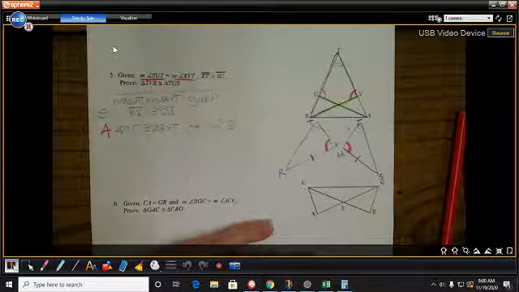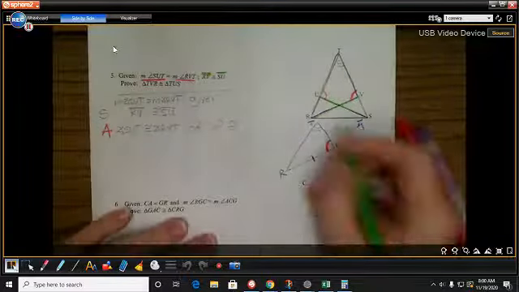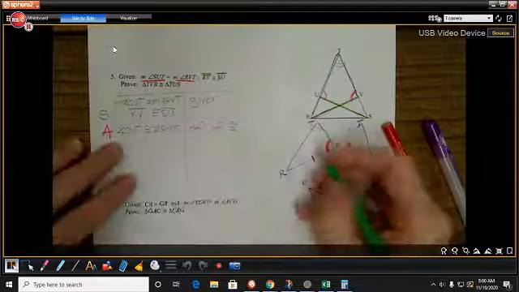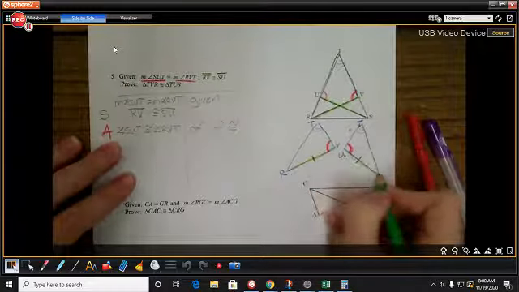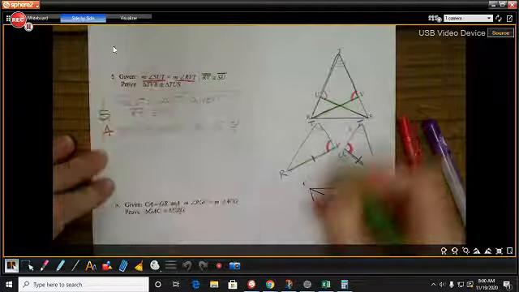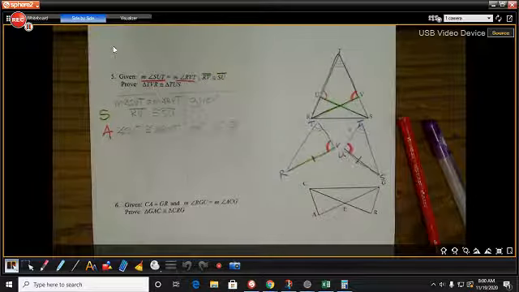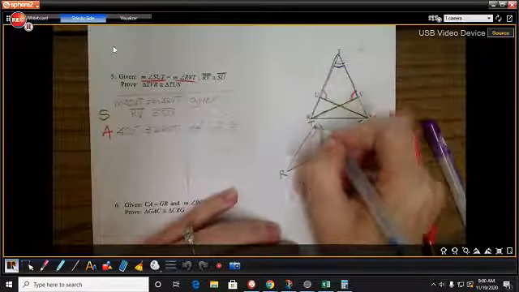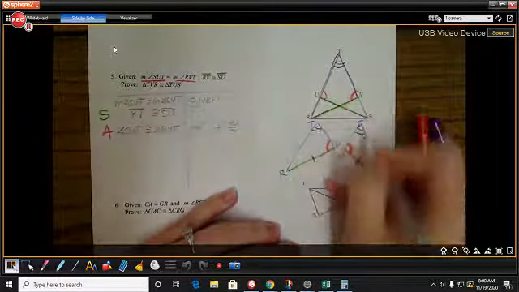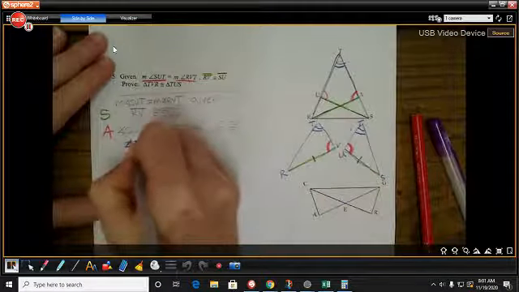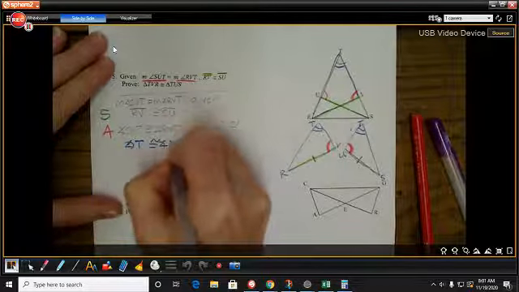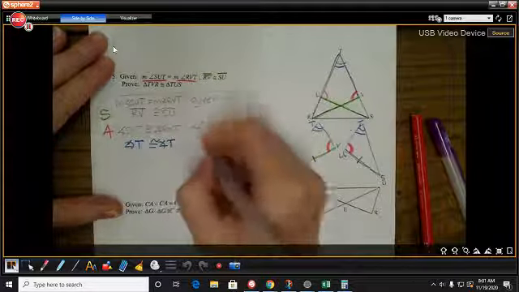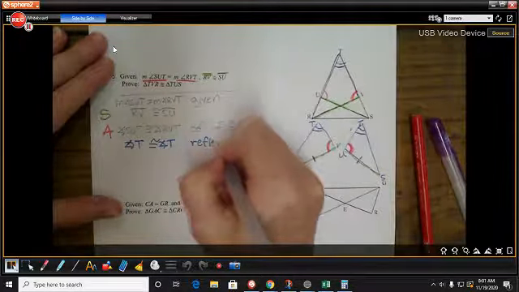So now I can take that material and go, aha, I had my green sides were congruent, my red angles were congruent, and now I'm going to say this blue guy, this blue angle, angle T, is congruent to angle T. And that's due to the reflexive property.